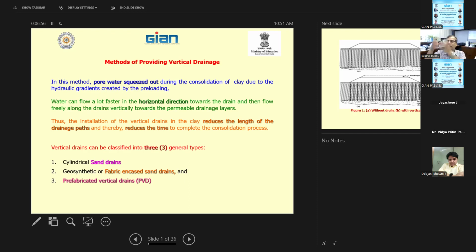There are three types of vertical drain. One is a cylindrical sand drain, and then the geosynthetic or fabric encased sand drain, which is a sand drain encased with geosynthetic or fabric. And the last one is the prefabricated vertical drain.